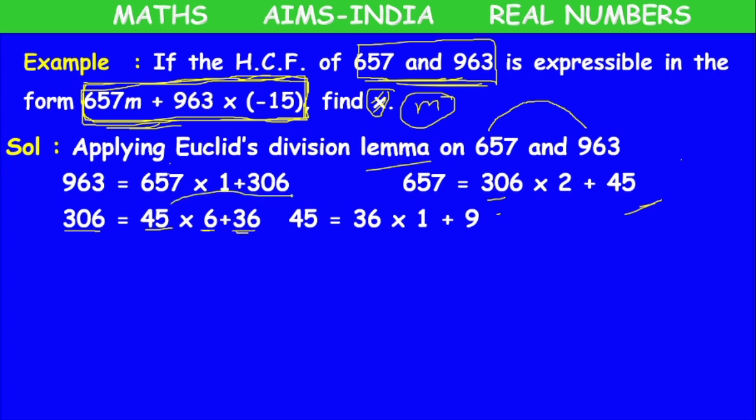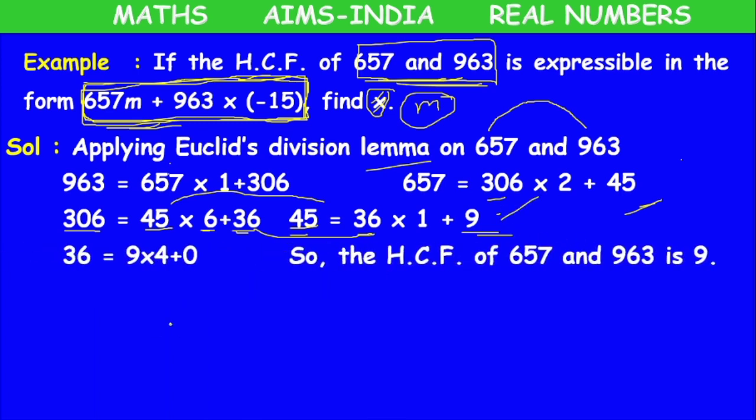Next, 45 will come here. 36 will come here. Again, 36 ones are 36. Remainder will be 9. Still we have not got 0. Still we have to continue. 36 will come here. 9 will become the divisor. 9 fours are 36. Remainder we are getting 0.